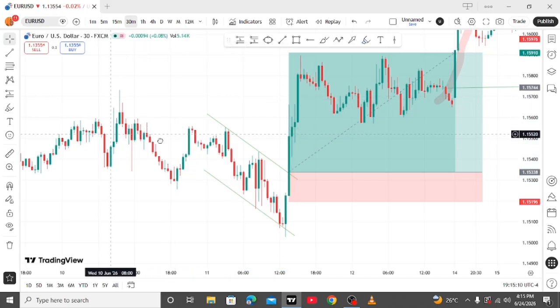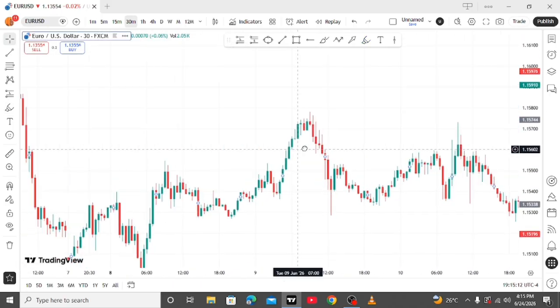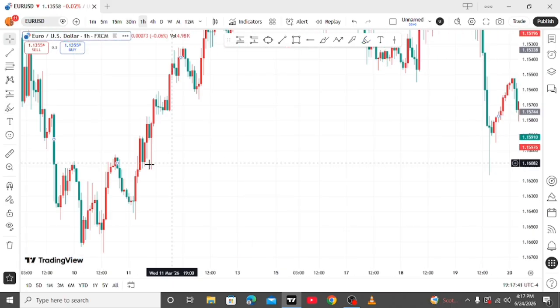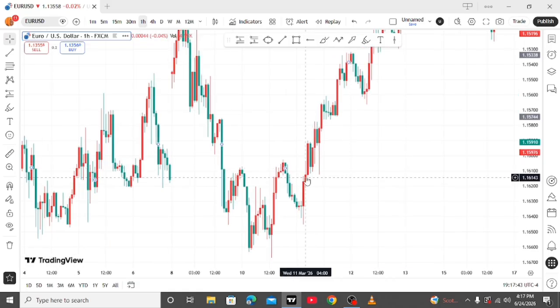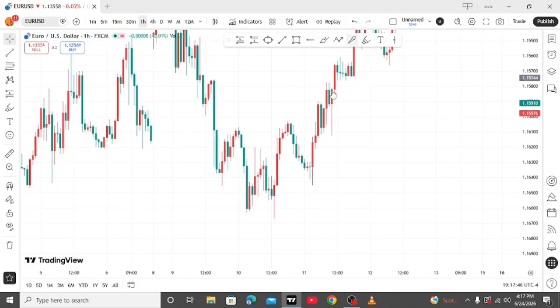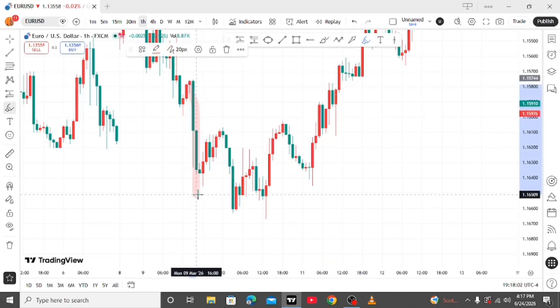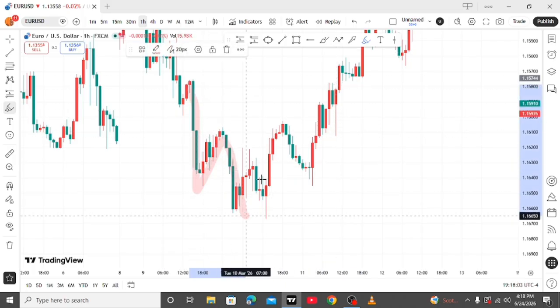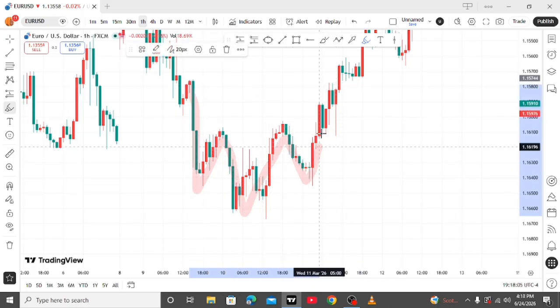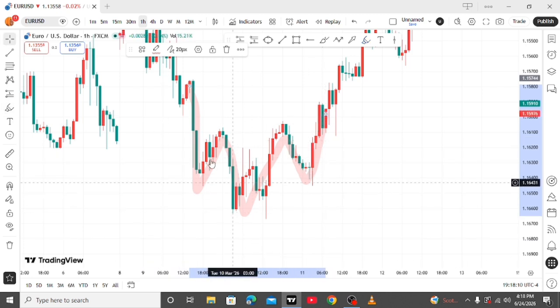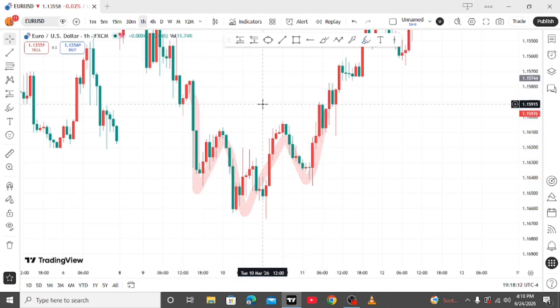Now let's find one more pattern before we go. So as you can see right here, we have a clear, clean pattern here. Market goes down, left shoulder, head, and then right shoulder. This is our inverse head and shoulders.